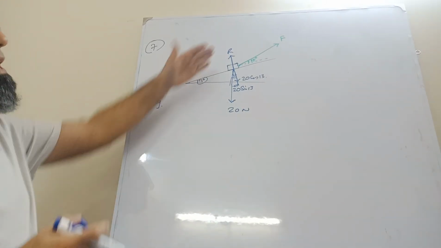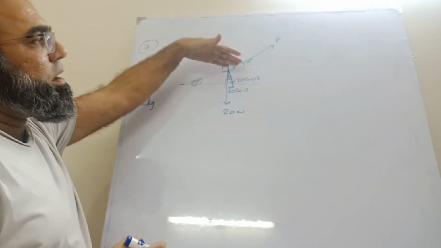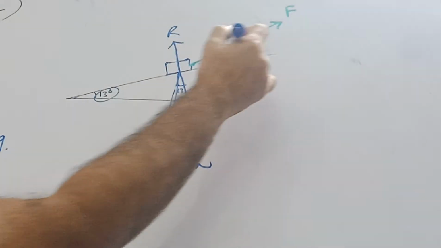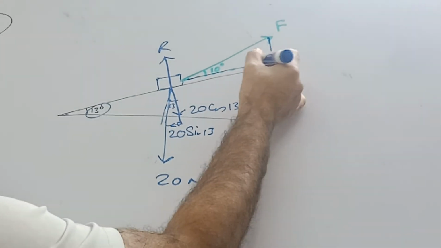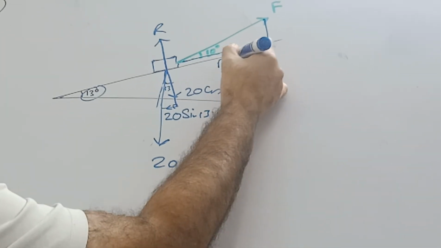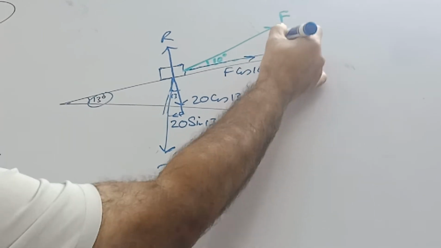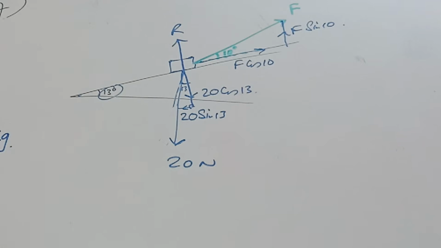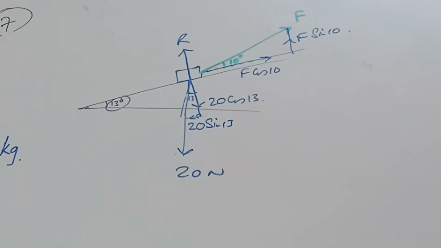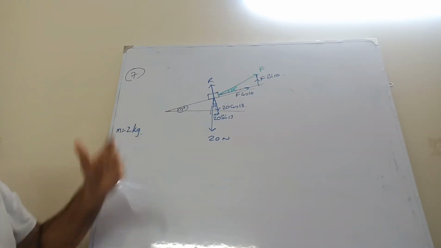Okay, now this force F is neither parallel nor perpendicular to this inclined surface. So you have to resolve it parallel and perpendicular to this inclined surface. This is going to be F cos 10, and this is going to be F sin 10. Okay. So now we know that this block is in equilibrium.